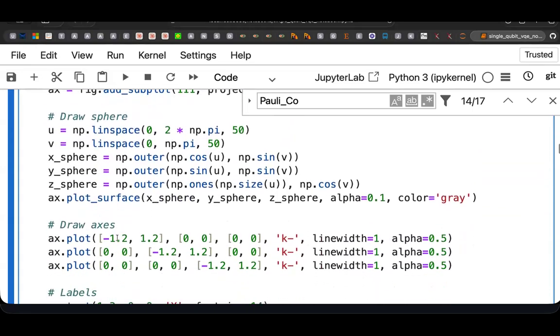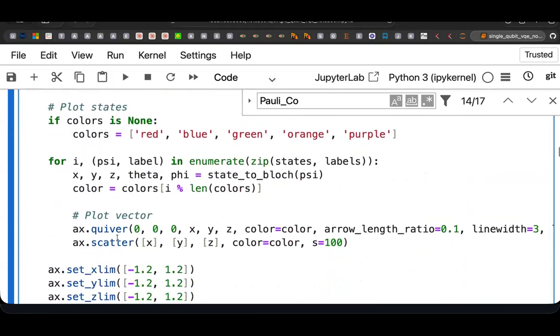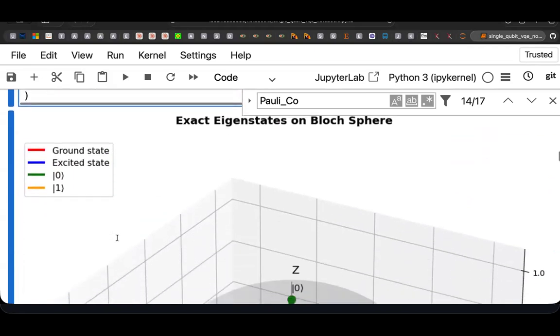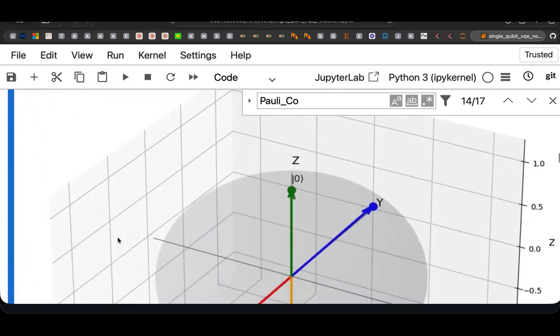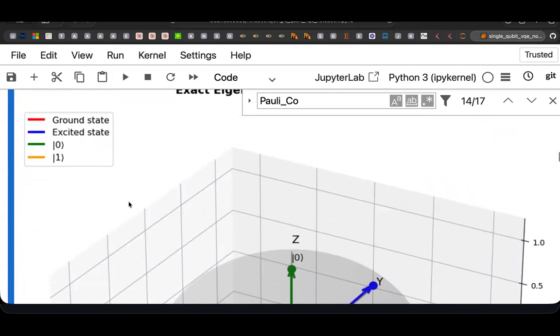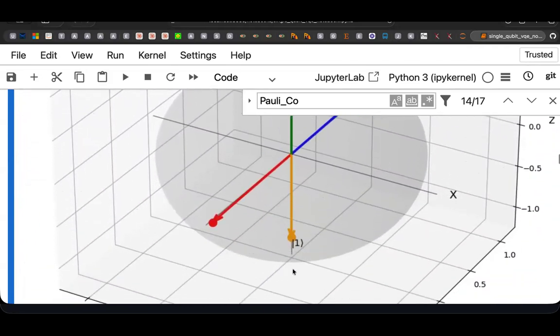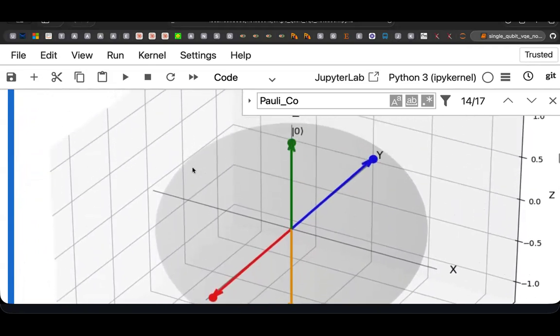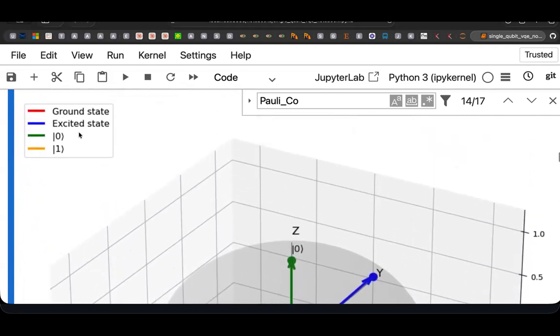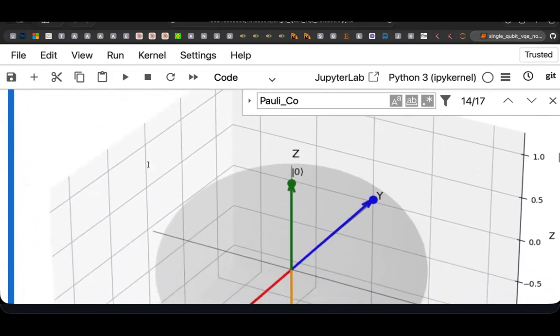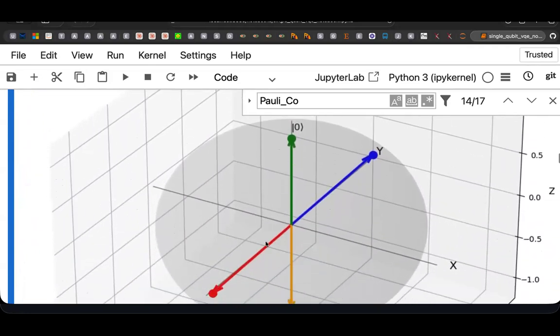And that's something which is very useful to actually do, because if you look at this now, you would find the states which we have defined earlier, the state 0 and 1. So state 0 points up, and we normally call that the north pole, and the state 1 is here. And then you can look at the components of the ground state and the excited state, and you see that these are almost opposite to each other, and they're actually orthogonal states.